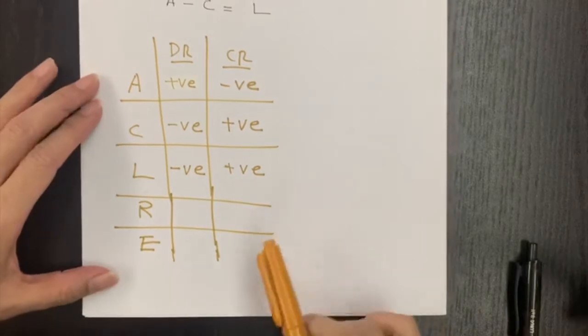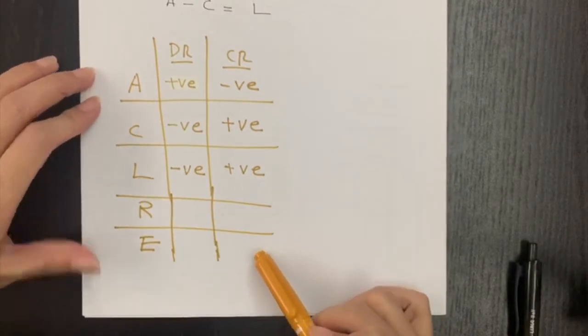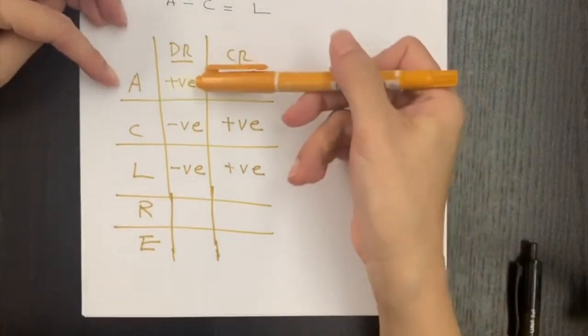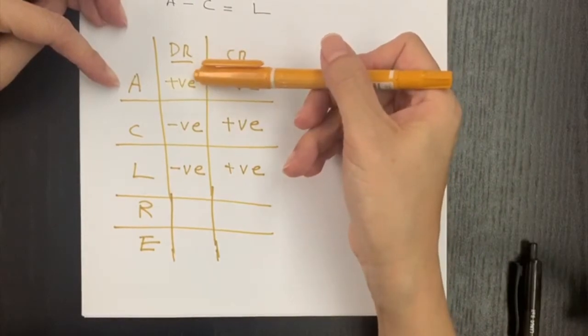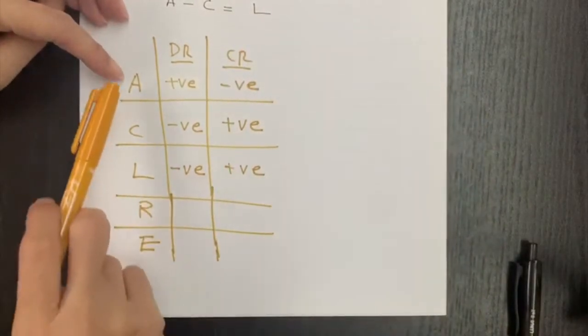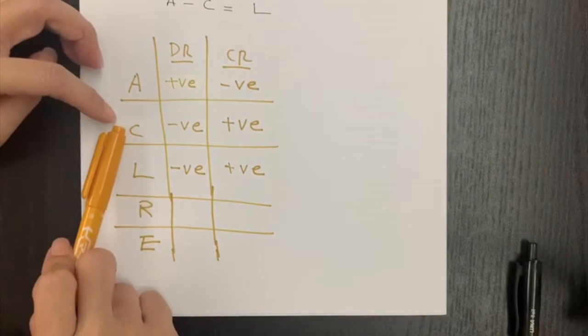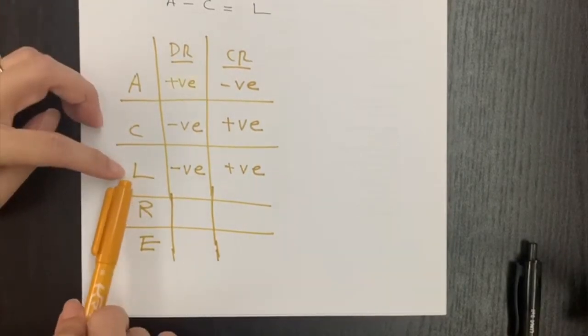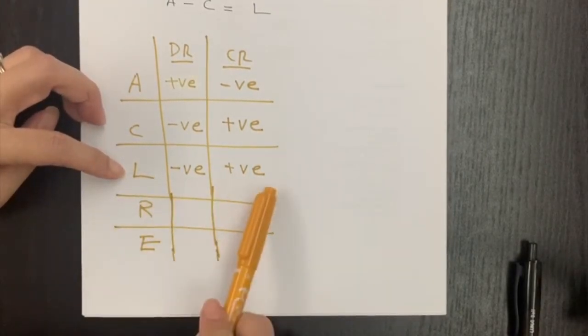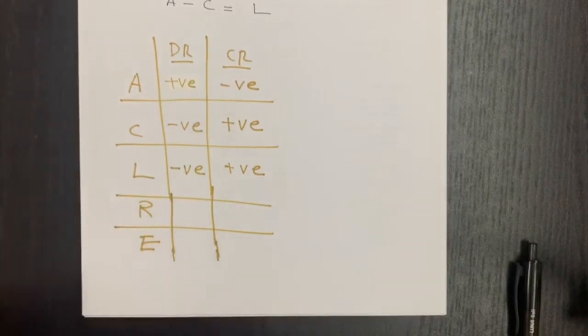Therefore I go back to the previous table. Assets are positive on the debit side, so we call assets a kind of debit item, capital is a credit item, and liability is a credit item. And what about revenue?